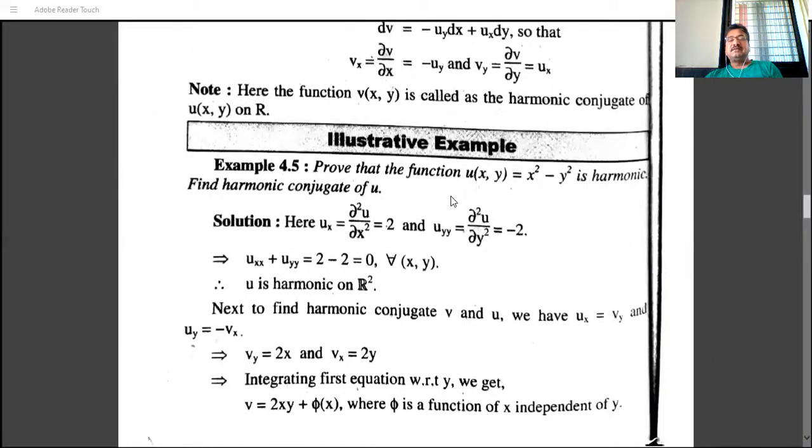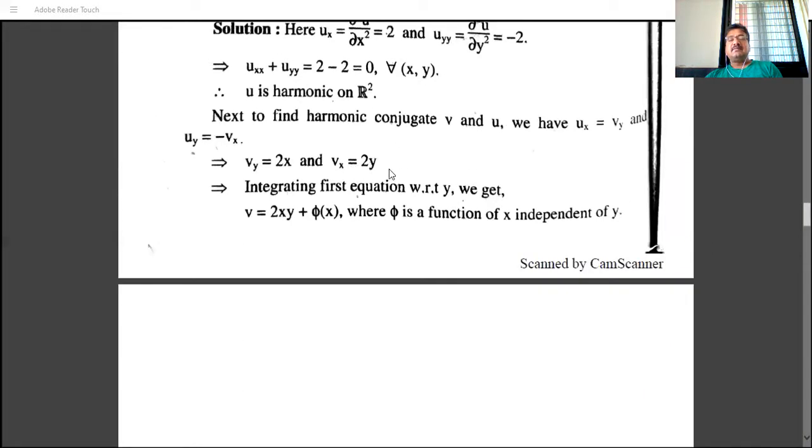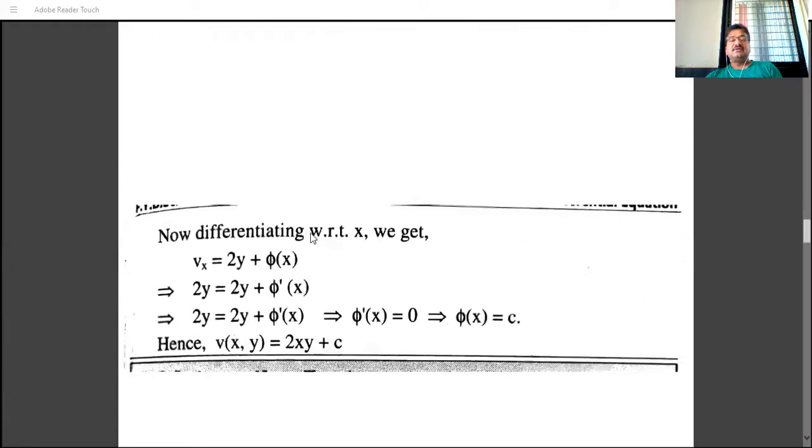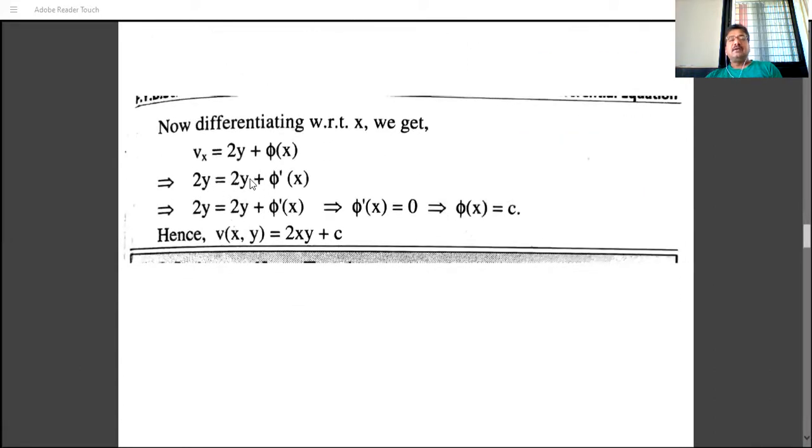Vx is 2y from this equation. So substitute 2y: 2y is equal to phi dash x. Here also write phi dash x. So phi dash x is 0, because 2y minus 2y is 0.